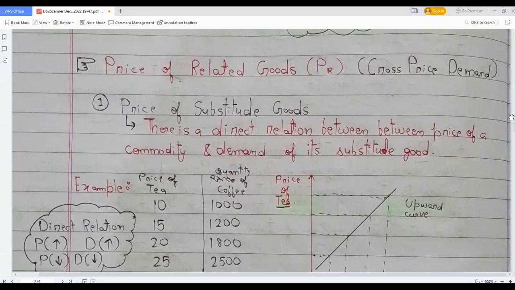Price of substitute goods means the goods which can be used in place of another good. Suppose a person is drinking tea, and the price of coffee decreases while tea price increases. Now, in general, the normal consumer will stop consuming tea and increase the consumption of coffee, as the price of coffee has gone down. This shows a direct relationship between the price of the commodity and demand of a substitute good.